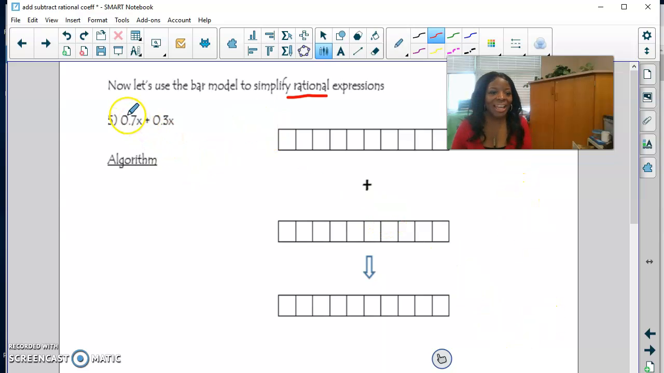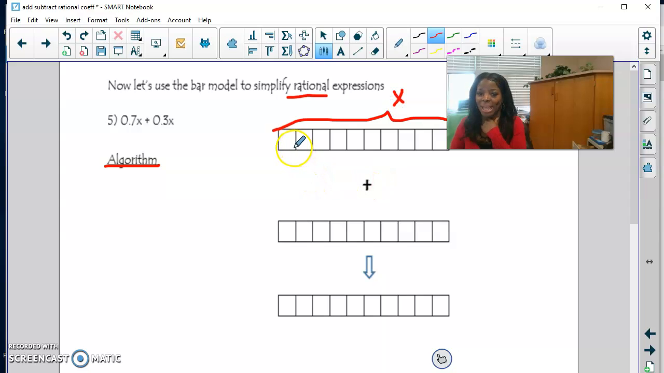Okay. All right. So now, algorithm, guys. Let's underline the word algorithm. Algorithm simply means when we do it the regular math way using our numbers and not models, okay? But we're going to use the model first. So this is 7/10 of x. Now let's remember that the entire bar is x. Now we need to identify 7/10. So each one of these boxes is how many tenths? 1/10. So I need 7 of them.